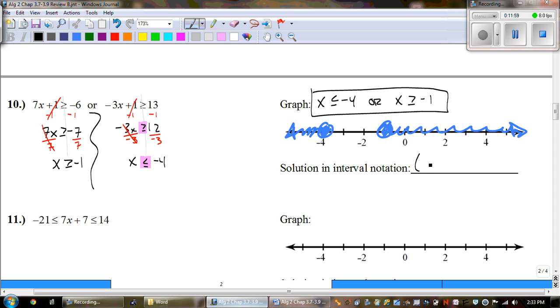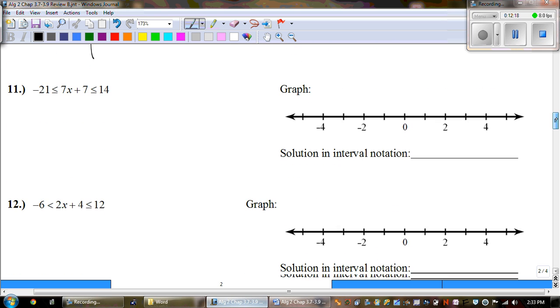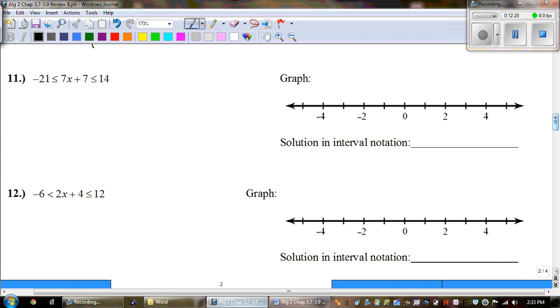So as we write that down in interval notation, it's -infinity to -4 closed, union, and then our graph picks back up at -1 and it goes to positive infinity. Okay, number 11. We'll do this one together.